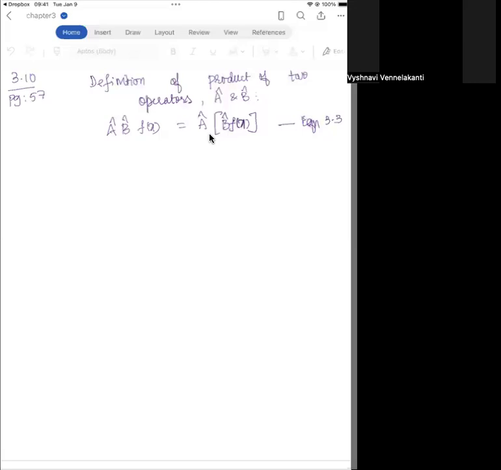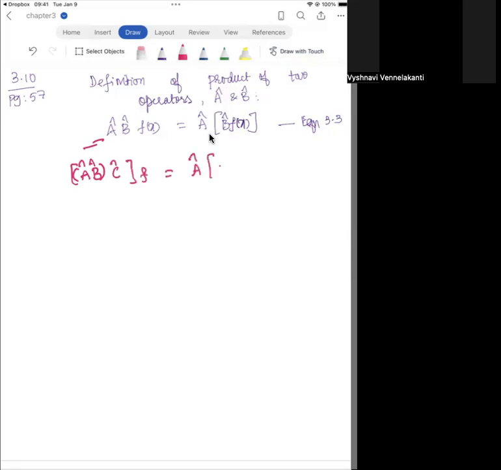So in this problem, we are supposed to apply the definition of product of two operators, which I have written here from equation 3.3. We need to apply this definition and show that this is equal to this. Okay, so let's actually apply the definition here.